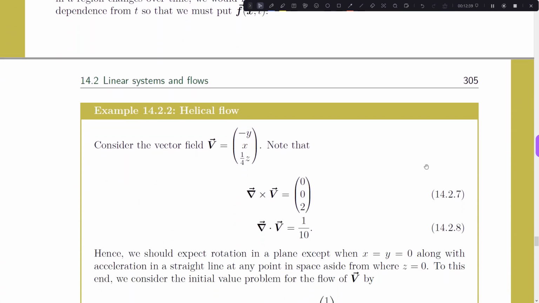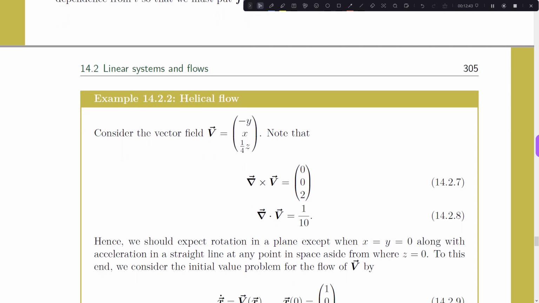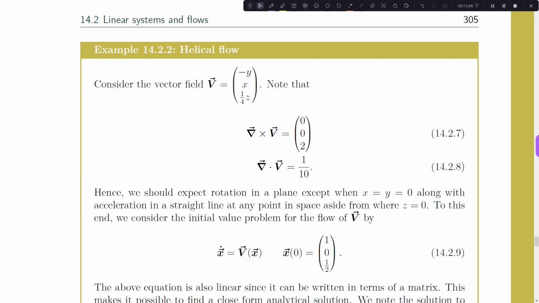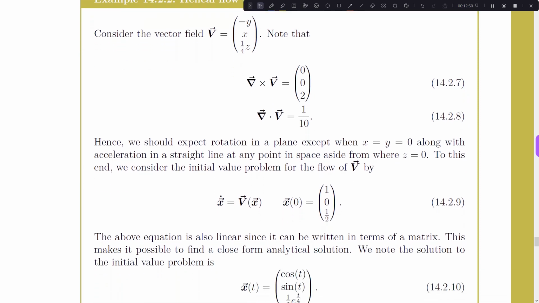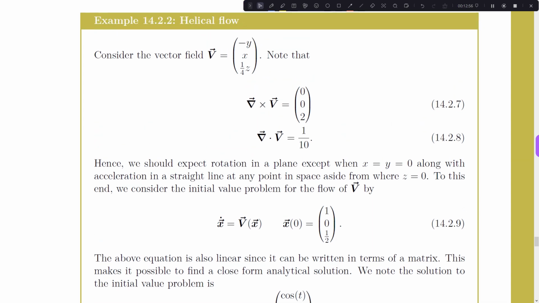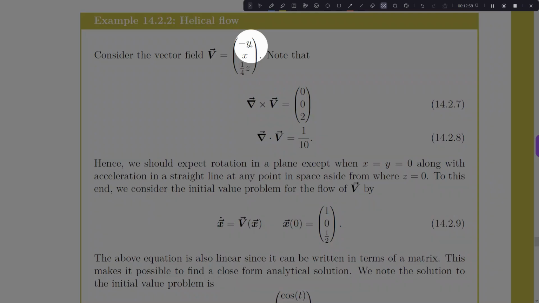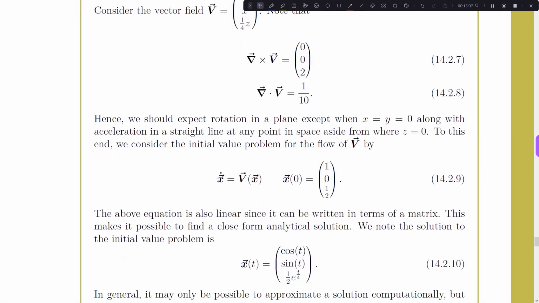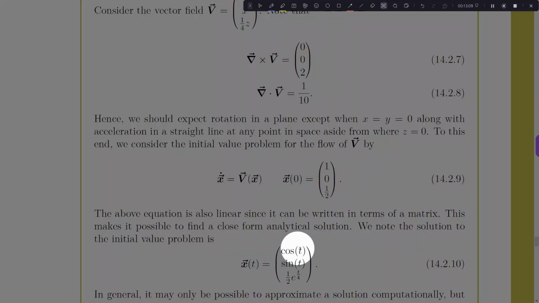We look at the vector field minus y, x, and a quarter z. Then I can check the curl of that vector field as well as its divergence. And we can, in fact, solve this because it's linear in the sense that each term is only multiplied by a constant, right? I'm multiplying by a quarter, I'm multiplying by 1, and I'm multiplying by -1. We can solve this and we recover the formula cos t, sin t, and 1/2 e to the t over 4.